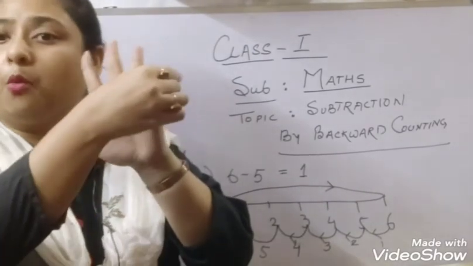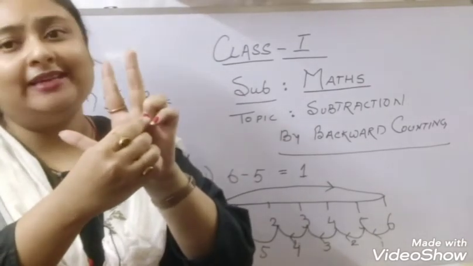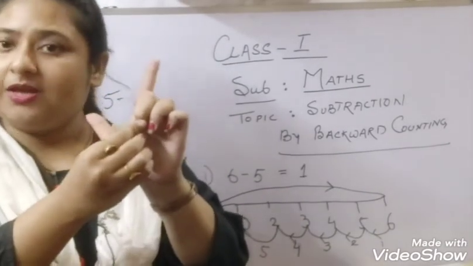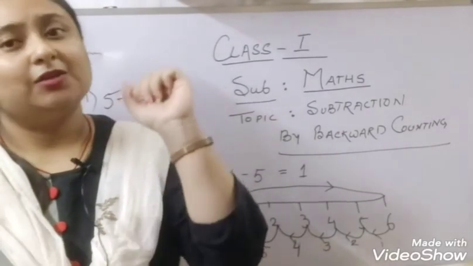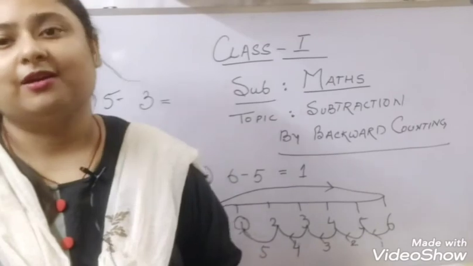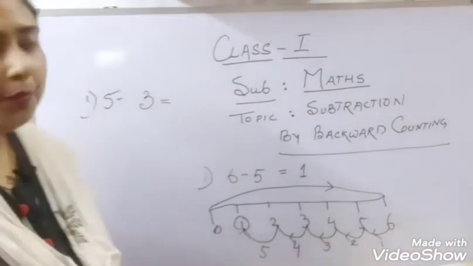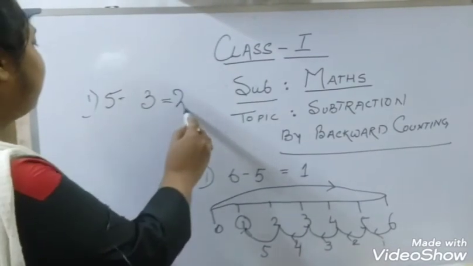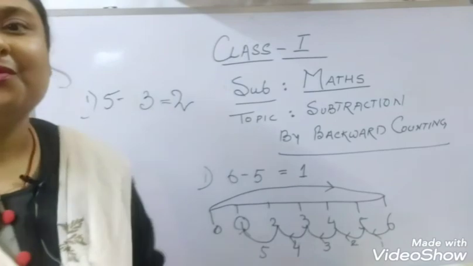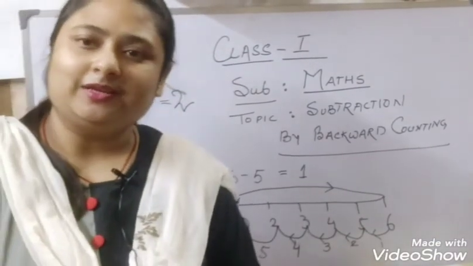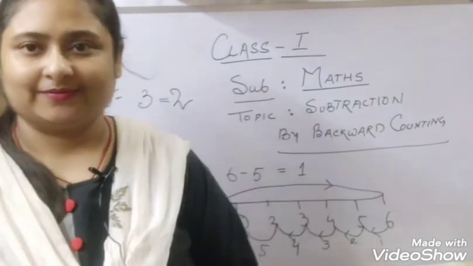So 1, 2 and 3. So we are left with 2. So the result of 5 minus 3 will be 2. 5 minus 3 is 2. So children, this was our back counting process.